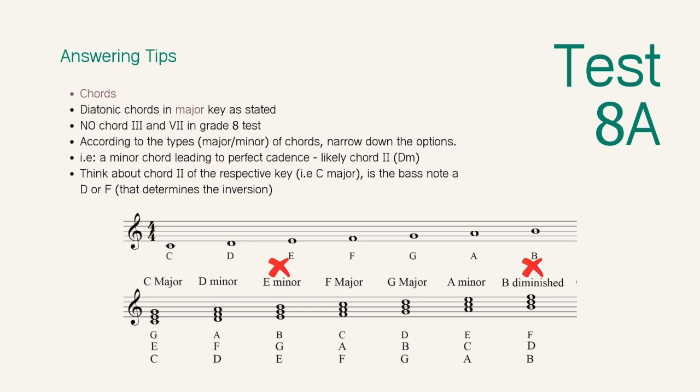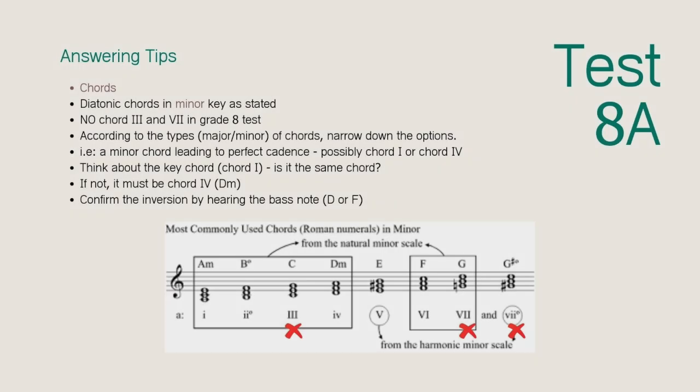According to the types, like major or minor chords, narrow down the options. For example, you hear a minor chord leading to a perfect cadence. It is most likely chord 2, D minor. And think about the chord 2 of the respective key, for example, C major. Is the bass note a D or F? That determines the inversion.